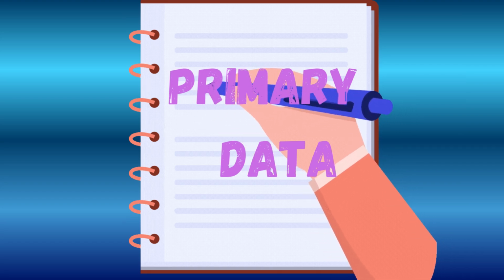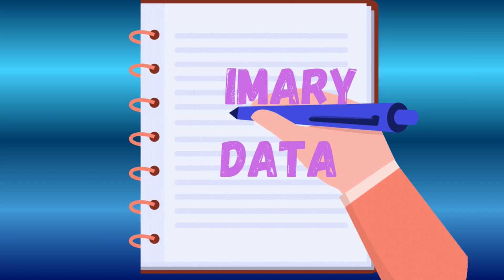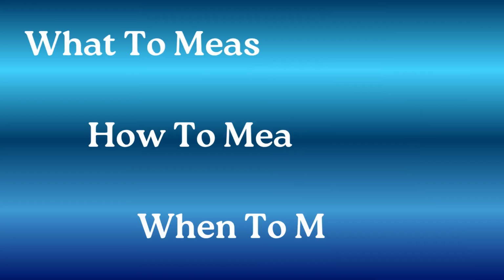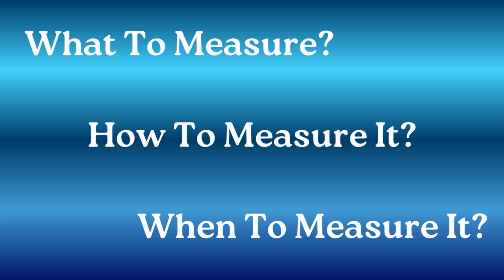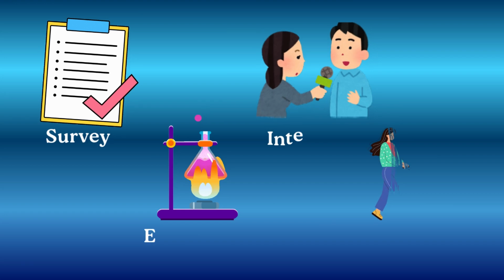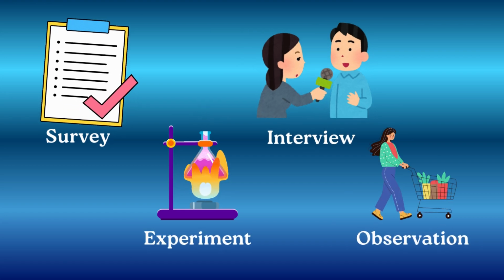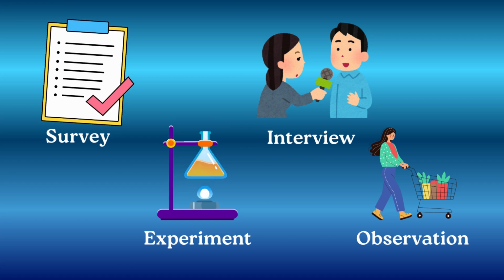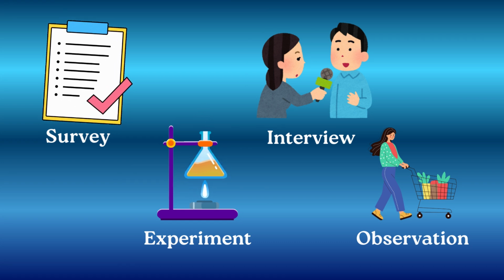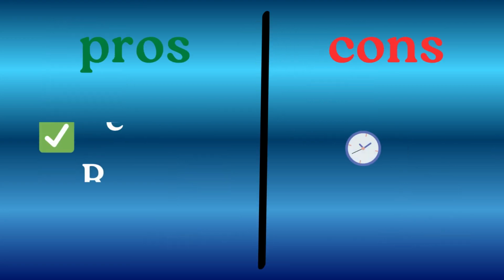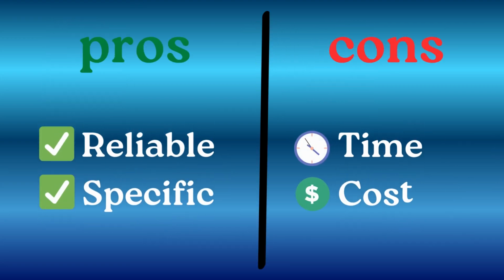Primary data is the information you collect yourself firsthand for a specific purpose. You decide what to measure, how to measure it, and when to measure it. That's why it is original, fresh, and highly relevant. Examples: conducting a survey with students about their study habits, running an experiment in a lab, interviewing customers directly, or simply observing how people behave in stores. For instance, if a company wants to know customer satisfaction, they can run their own survey. That is primary data.